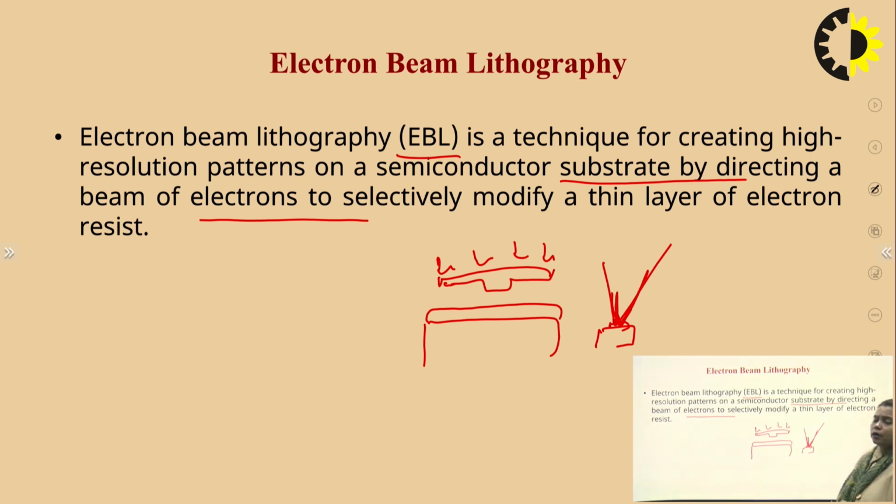So in place of photoresist, we are making our substrate capable of taking the electrons, because electron beam lithography is done with the help of a beam of electrons. So we are making our substrate capable of holding those electrons. We can say that in place of photoresist we are covering our substrate with electron resist. So this is the difference, right?